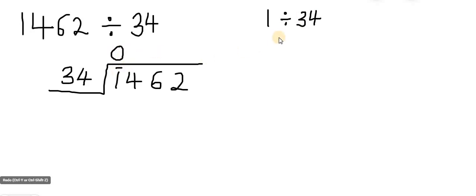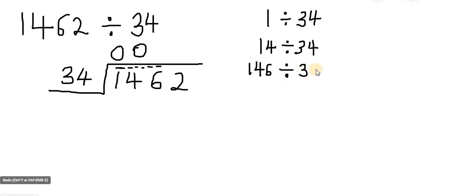Okay, put two numbers together, 14. So 14 divided by 34. 34 is still bigger than 14, so another 0 above 4. We go to 1, 4, and 6. So 146 divided by 34. Now the show begins.